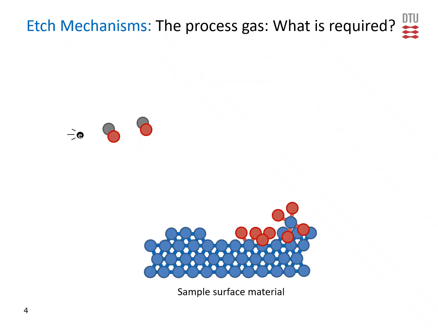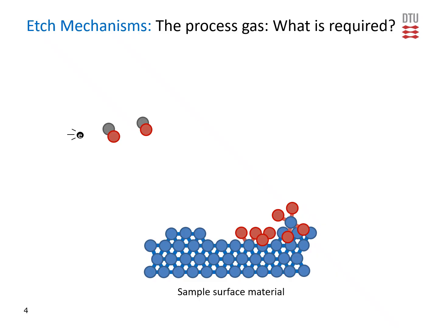Let's take a look at the etch mechanisms and what that requires of the process gas. The etch mechanisms are actually a very complicated matter, and all details are not fully understood yet. So therefore I will just present a simplified version that helps understanding what is going on and also helps us to choose the right gases and the right process parameters.